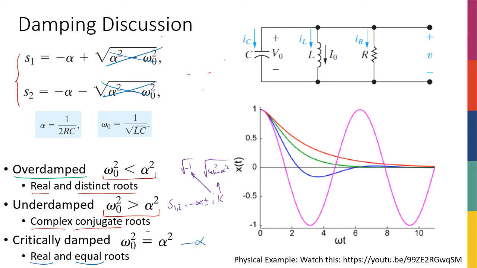Now, the first case, we called it overdamped. The second case, we called it underdamped. And the third case, we called it critically damped. So what's the deal with this damping thing? What is overdamped, underdamped, or critically damped? Or in some sense, undamped. So we have 4 different situations, and we're going to talk about all of them.